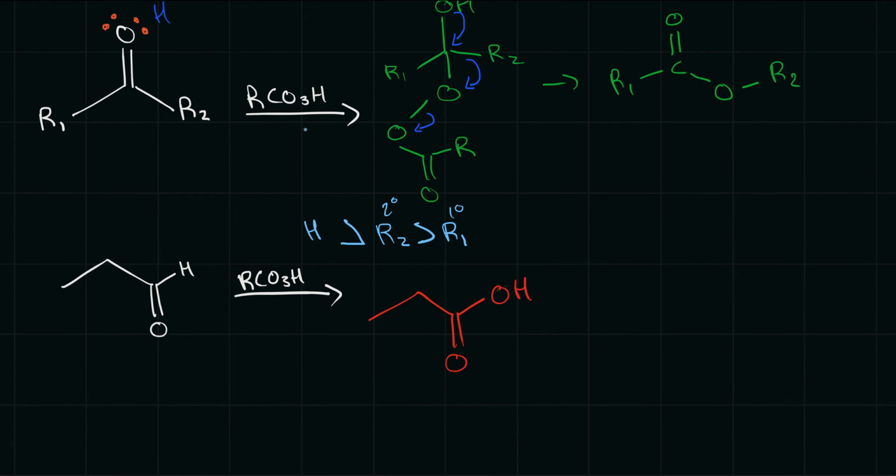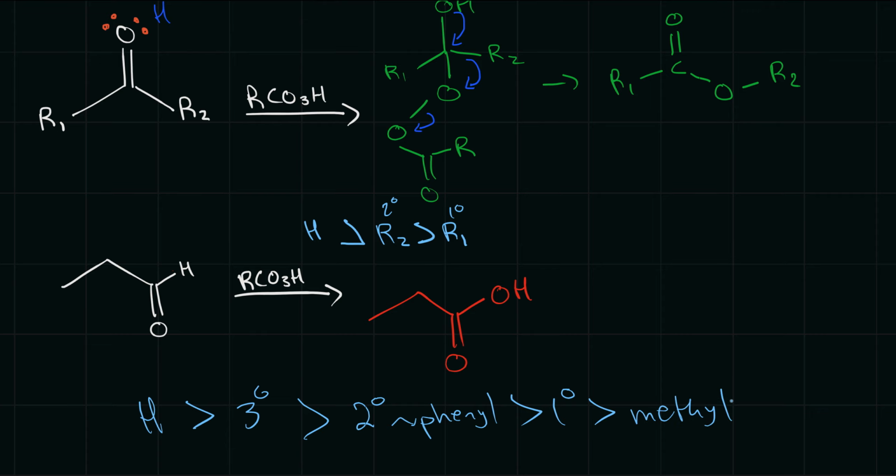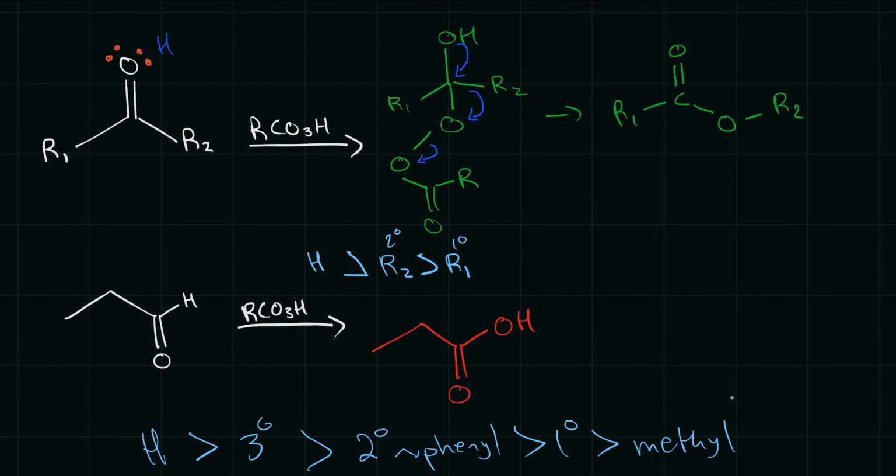And to summarize, a hydrogen is preferred over a tertiary group, which is preferred over a secondary group, such as a phenol. And then this is preferred over a primary, which is preferred over a methyl, which is just a carbon with 3 hydrogens. And so that is your special Baeyer-Villiger reaction. And that summarizes all the special reactions that we have for ketones and aldehydes.